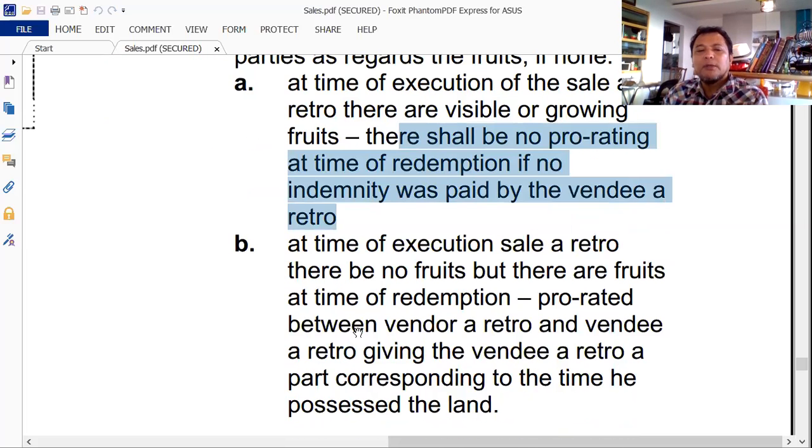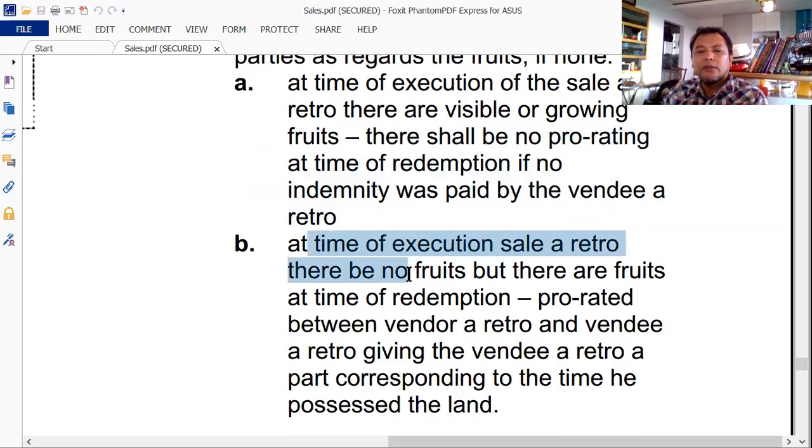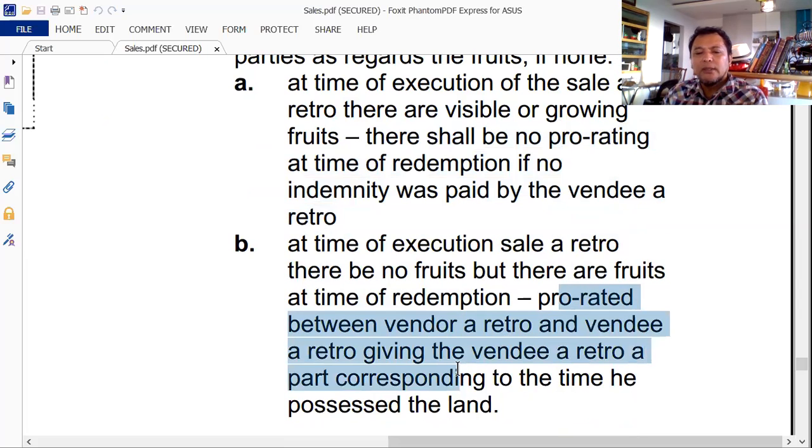So at the time of the execution of the sale, there were no fruits, but there are fruits at the time of redemption. So it is now prorated between the vendor and the vendee, giving the vendee a retro a part that corresponds to the time he possessed the land. So it will now be prorated as to how many years you are in possession. So that would now be the basis.